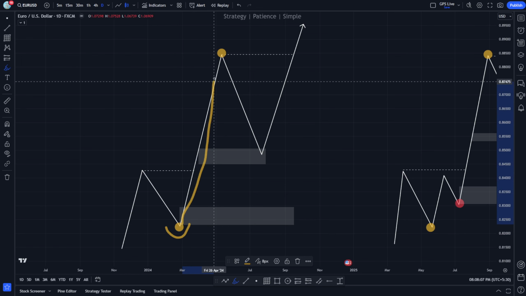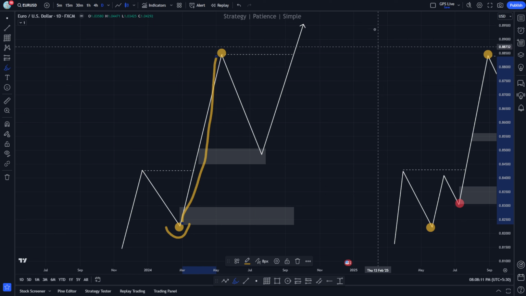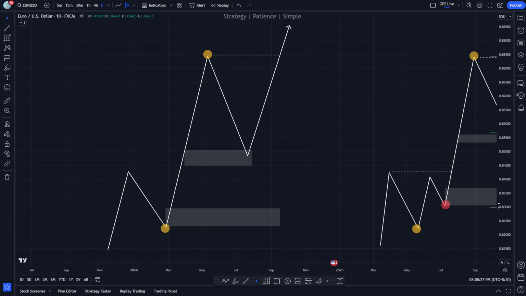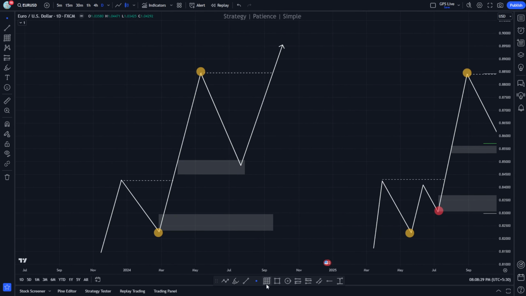And to spot and validate the high, you need concepts like inducement and change of character. But that's for another video. Let's just assume that this is the valid high just for this video. In the upcoming videos, I'll explain those things. But let's look at fib for this video.